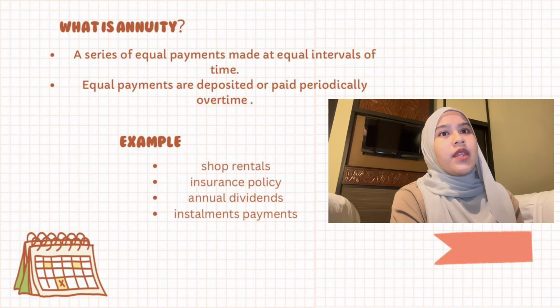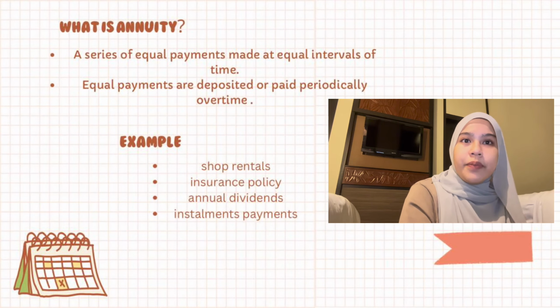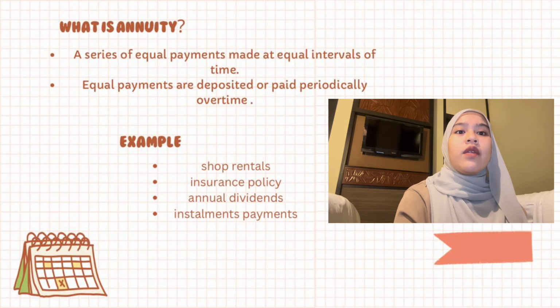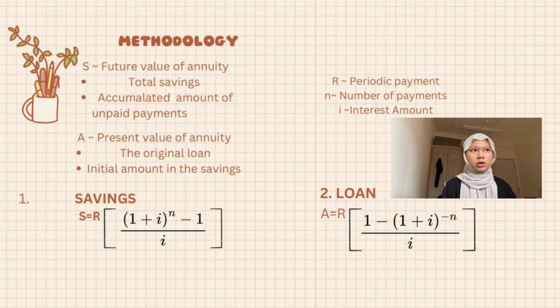Equal payments are deposited or paid periodically over time. Examples: shop rentals, insurance policy, annual dividends, and installment payments. For methodology, we have S, the future value of annuity, which is the total savings and accumulated amount of unpaid payment. We have A, the present value of annuity, which is the original loan and initial amount in the savings. We have R, the amount of the periodic or series payment. We have N, the number of interest periods or payments. We have I, the interest rate per interest period.